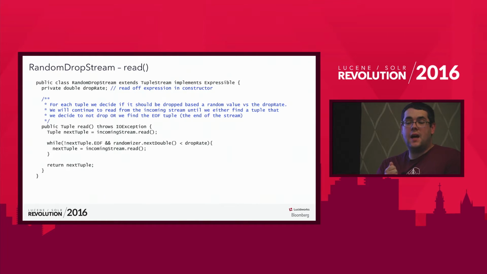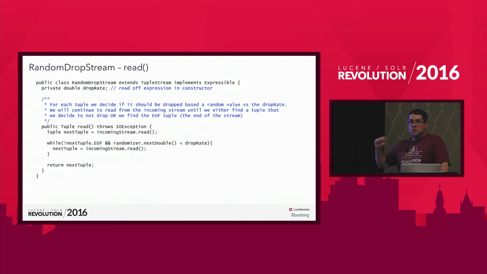But you do have to find a tuple you're going to return before you return from your read stream, which means you have to look at your incoming stream until you find a tuple you want to return to your user, all right? So we could iterate in this while loop 1,000,000 times before we decide, yep, we found one we want to return. And that just depends on your business logic of what you are doing with tuples.